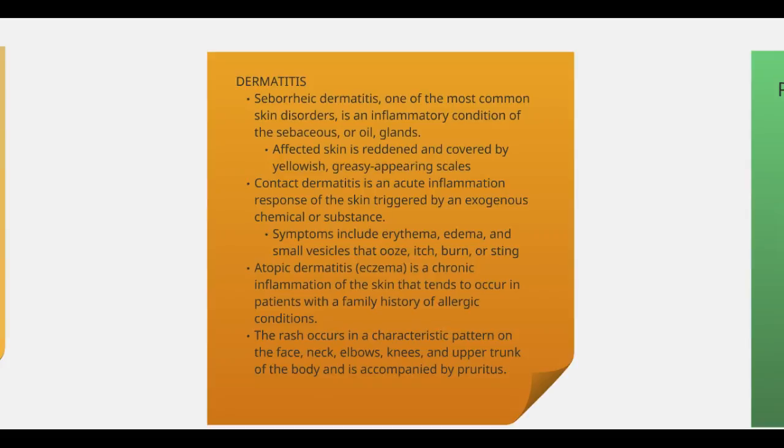Atopic dermatitis is also more commonly known as eczema. It is a chronic inflammation of the skin that tends to occur in patients with a family history of allergic conditions. The eczema rash will occur in a characteristic pattern on the face, neck, elbows, knees, and upper trunk of the body, and it's typically accompanied by pruritus.